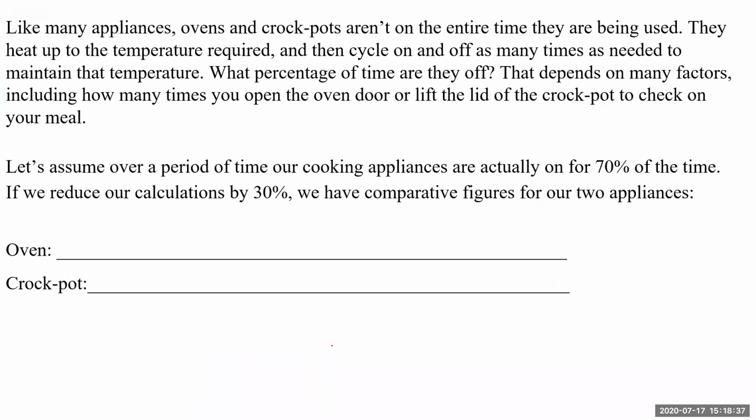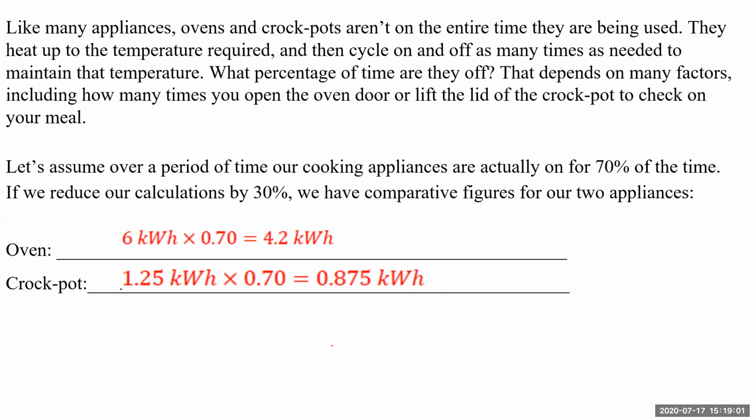And now we want to assume that over a period of time, our cooking appliances are actually on 70% of the time. If we reduce our calculations by 30%, we have comparative figures for our two appliances. Okay, so we multiply by 0.7. This is because when the oven is on, at some point it cuts, it breaks, and then it starts heating again. So this is just to compensate for the period of time that the appliance is not on the whole time, right? So nice.